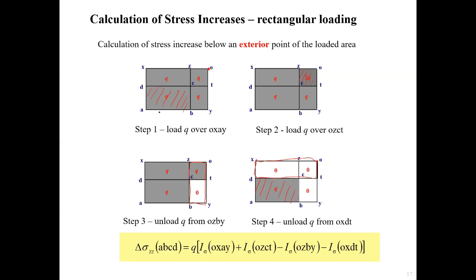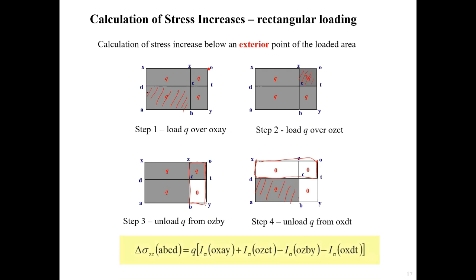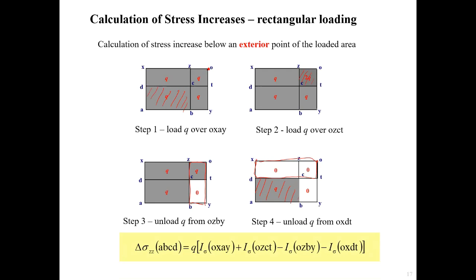So you see, originally we have the loading area ABCD, right? Only ABCD. Now the point O is not inside this loading area, it's outside this loading area. But if we would like to use this rectangular foundation design chart, then this O has to be one corner of the rectangular loading area.